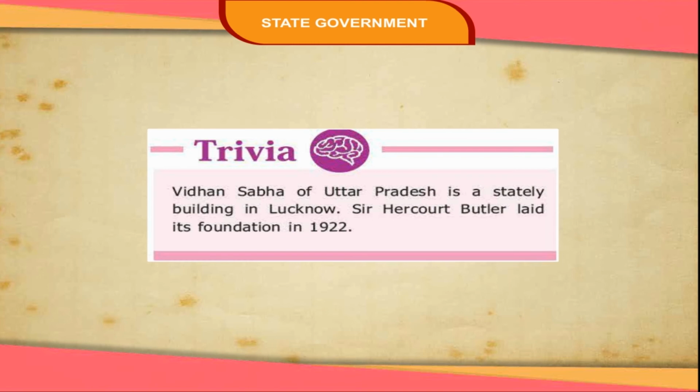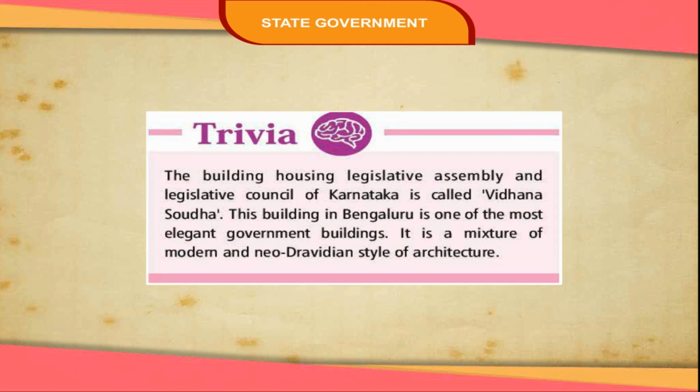Trivia: Vidhan Sabha of Uttar Pradesh is a stately building in Lucknow. Sir Harcourt Butler laid its foundation in 1922. Trivia: The building housing Legislative Assembly and Legislative Council of Karnataka is called Vidhan Saudha. This building in Bengaluru is one of the most elegant government buildings. It is a mixture of modern and neo-Dravidian style of architecture.